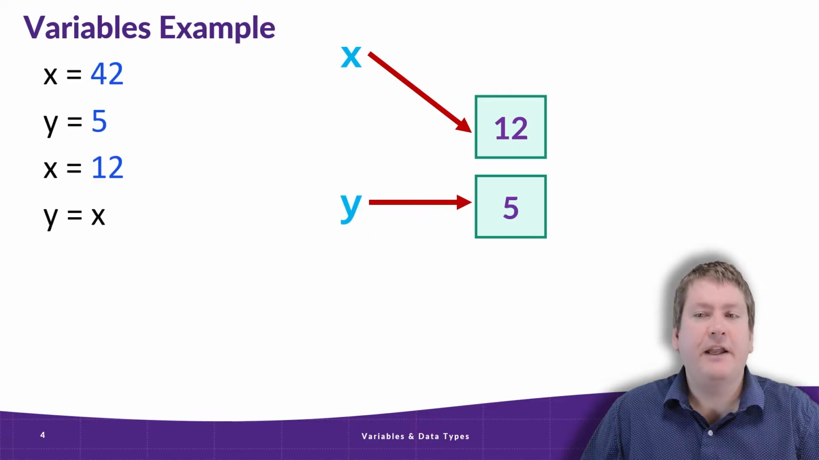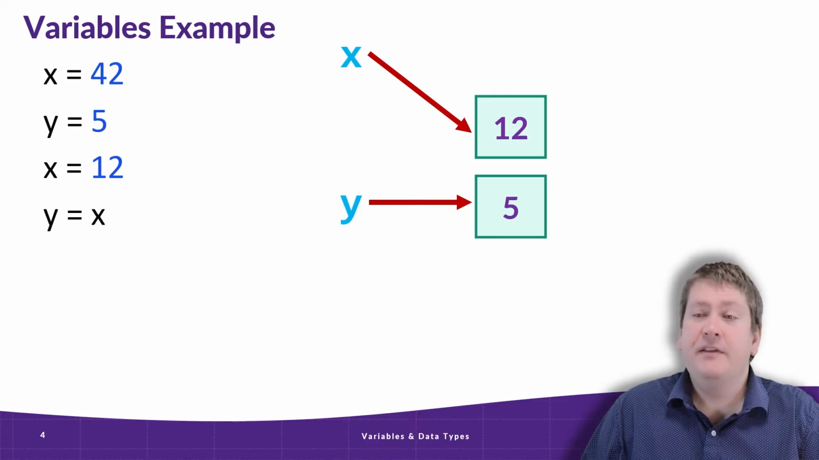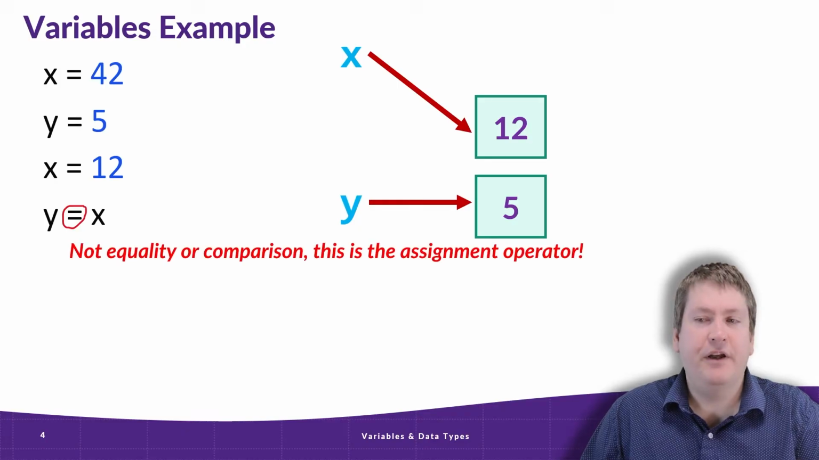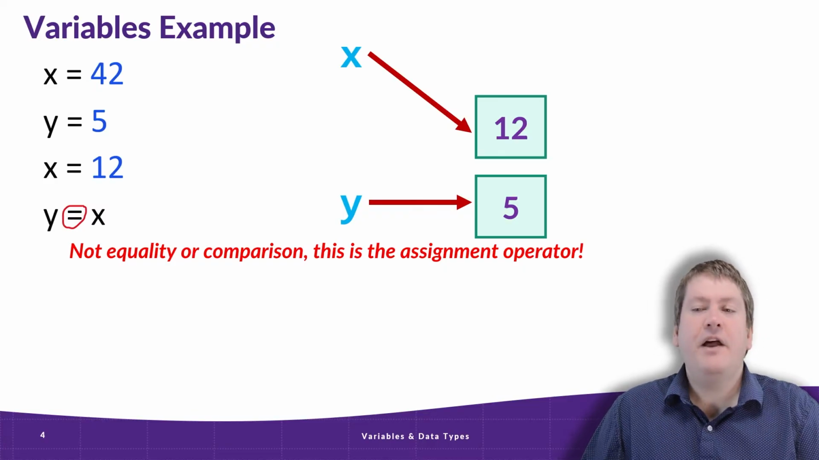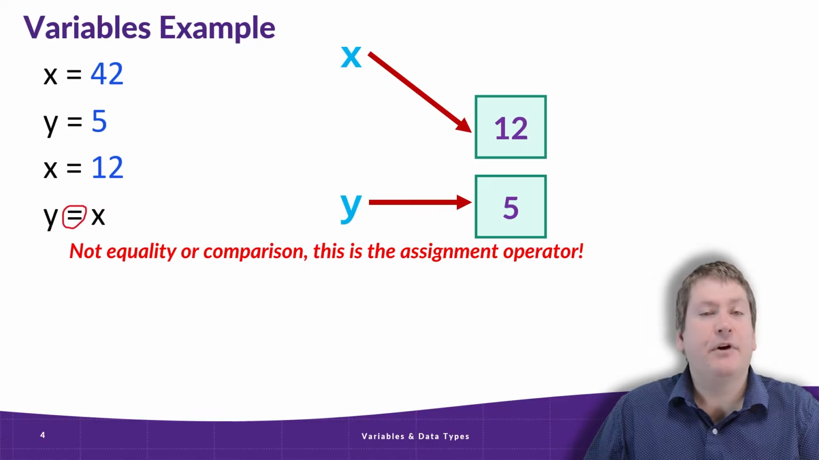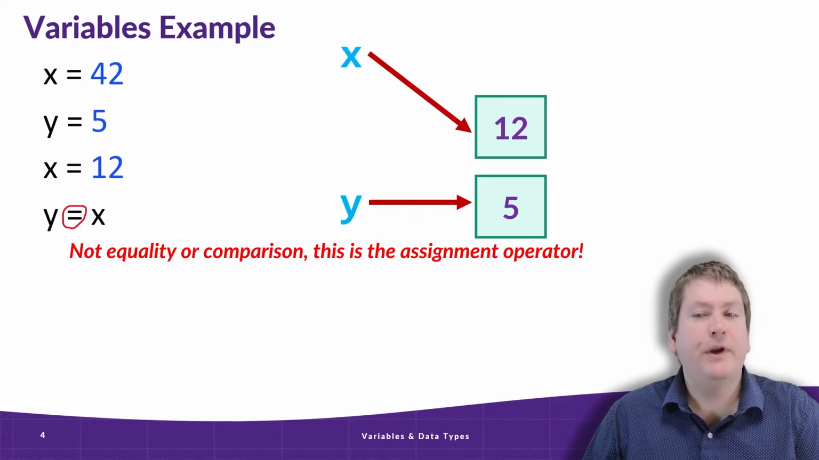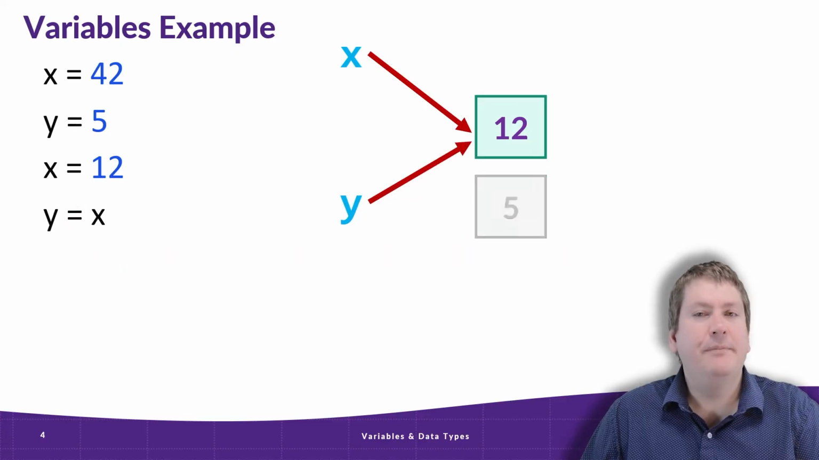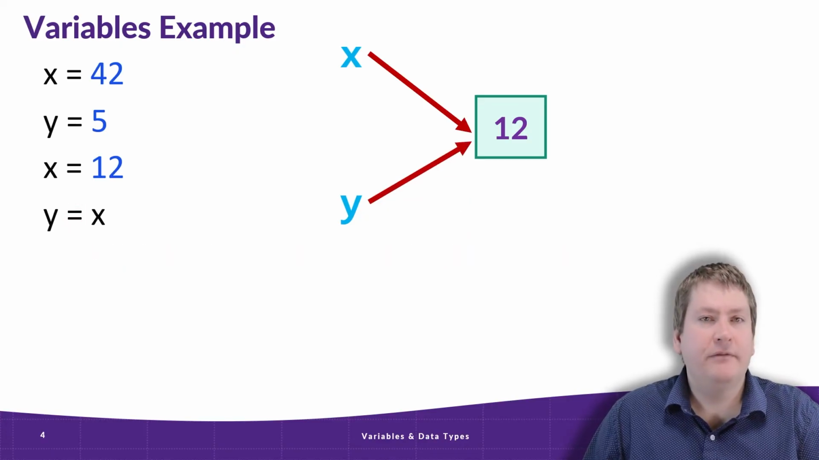So let's say our next line is y equals x. This one's a little bit more interesting. Remember what the assignment operator does. It's not equality or comparison. It's not asking if y is currently equal to the value of x. It's not asking if 12 equals 5. Rather, what this is doing is saying we're going to take whatever x is pointing at and make y point at that. So now y becomes bound to the value 12, that 12 object in the computer's memory.